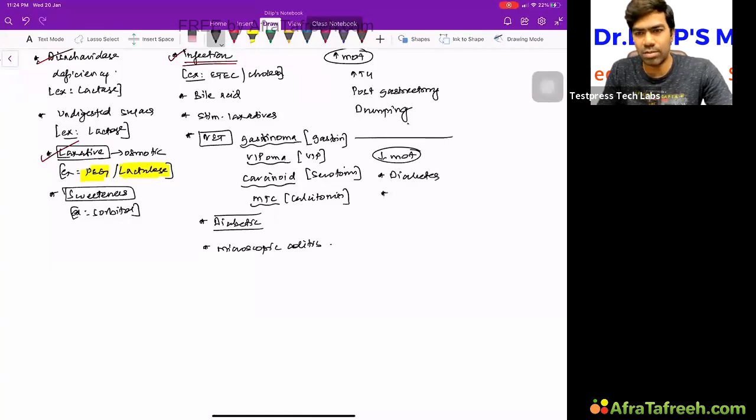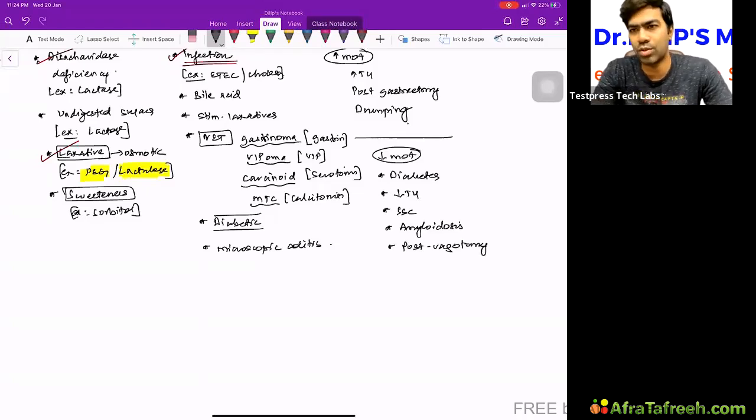One is diabetes. Remember, diabetes can cause diarrhea as well as constipation. Second is hypothyroidism, which produces constipation. Then systemic sclerosis, which is a well-known factor for constipation. Then amyloidosis, a well-known cause of constipation. And finally, post-vagotomy states. The vagus is the one that stimulates the intestine to produce more contraction. So if there is no vagal tone in the intestine, of course, you are going to end up with constipation rather than diarrhea.